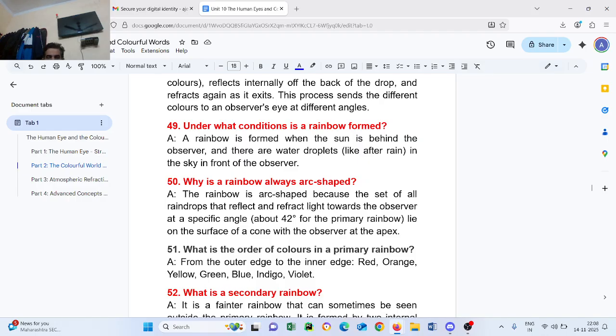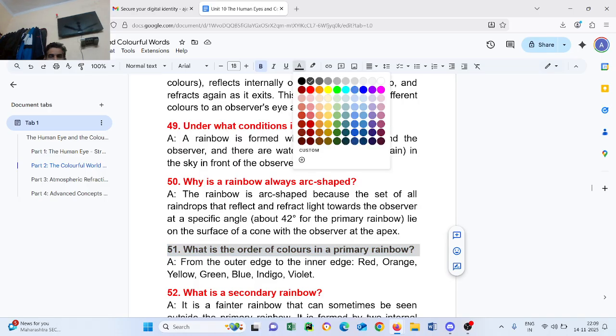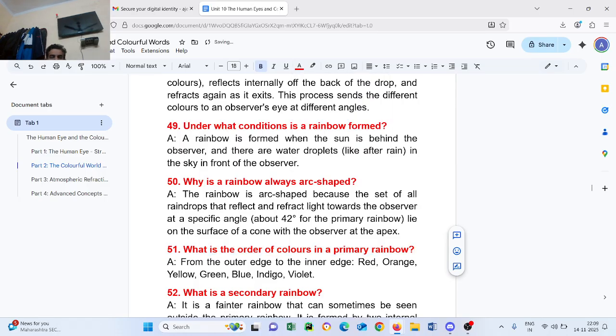Question number 51. What is the order of colors in a primary rainbow from the outer edge to the inner edge? Red, orange, yellow, green, blue, indigo, violet.